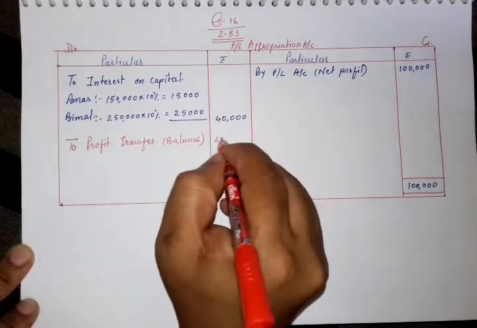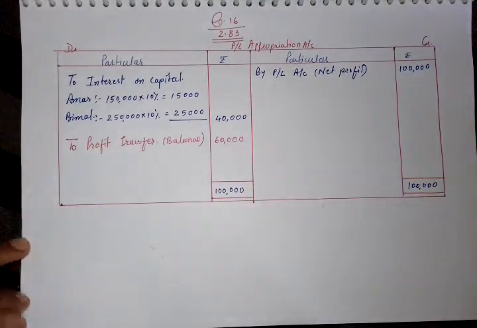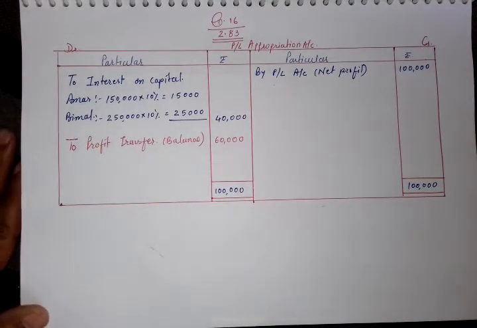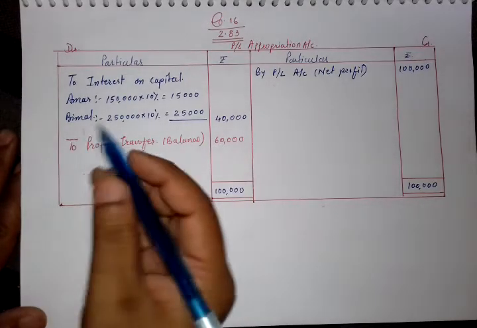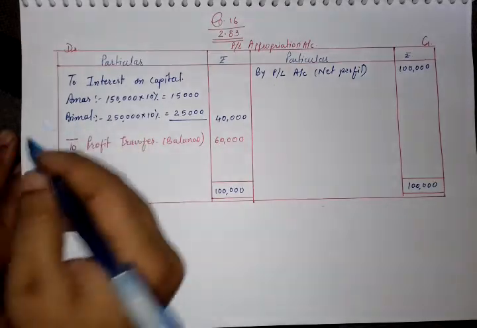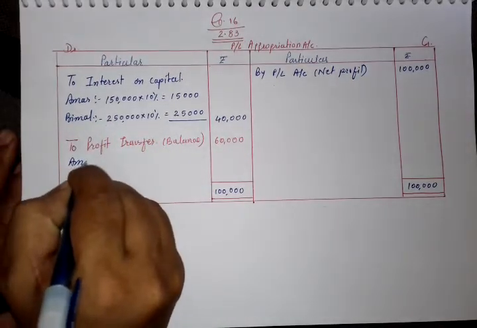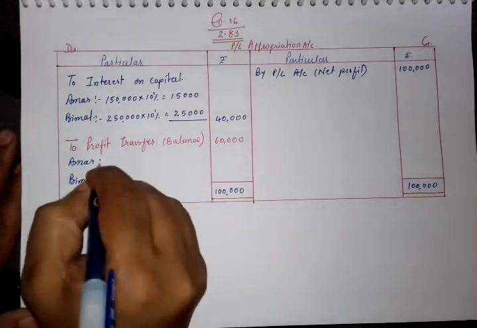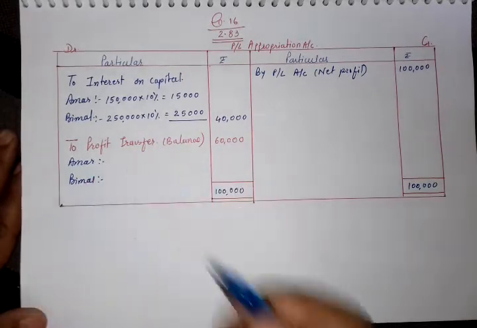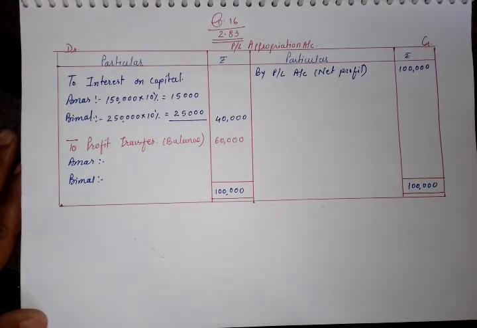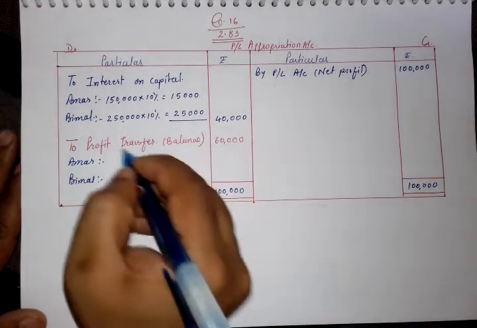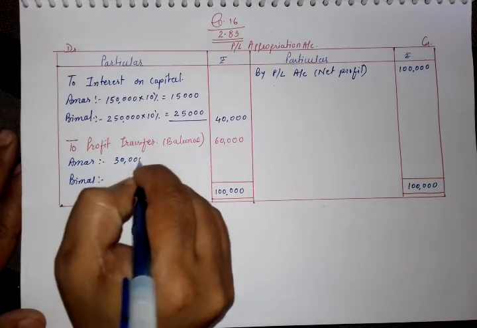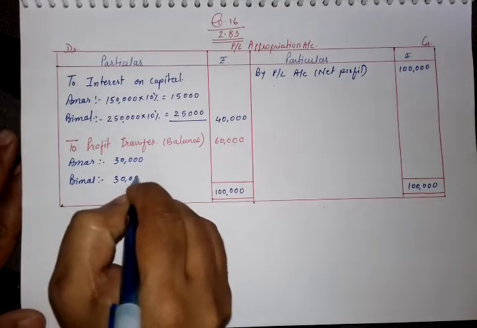How much? 60,000. And you know, by the same process we have to distribute our profit or loss between the partners, and we have two partners, Amar and Bimal. The partnership deed is silent. It means no profit ratio has been given in the question, but still we have to distribute on the basis of equal partners. So 30,000 for Amar and 30,000 for Bimal.